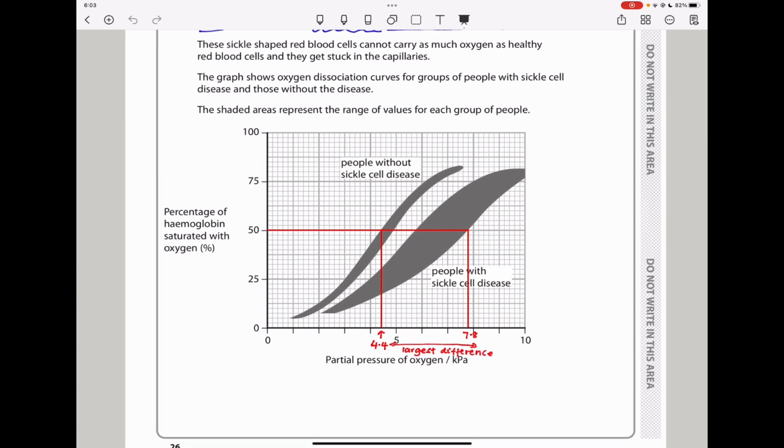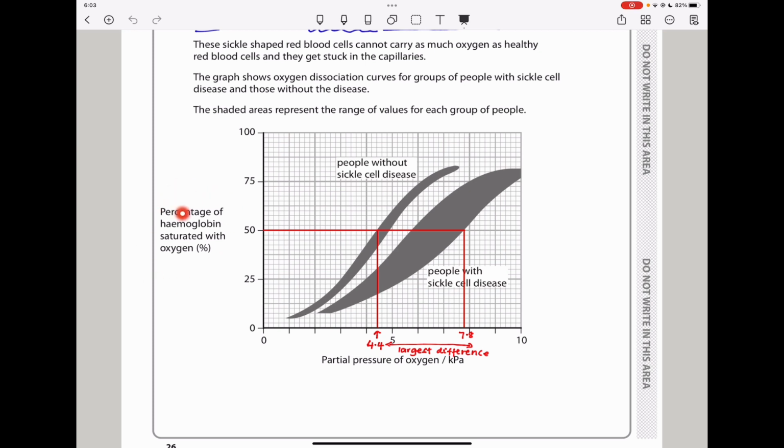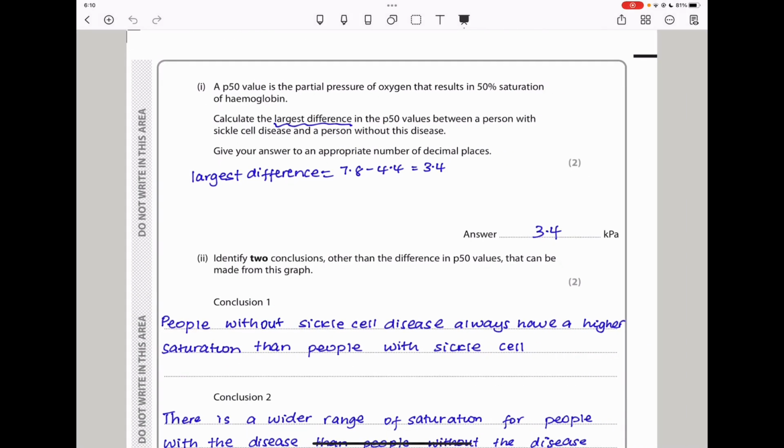So we can see here, vertically we have the percentage of hemoglobin saturated with oxygen, and we have the partial pressure of oxygen. Let's continue. A P50 value is the partial pressure of oxygen that results in 50% saturation of hemoglobin. They say calculate the largest difference in the P50 value between a person with sickle cell disease and a person without this disease. They want you to give your answer in appropriate numbers of decimal places.